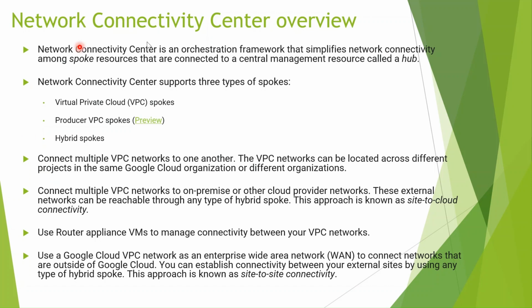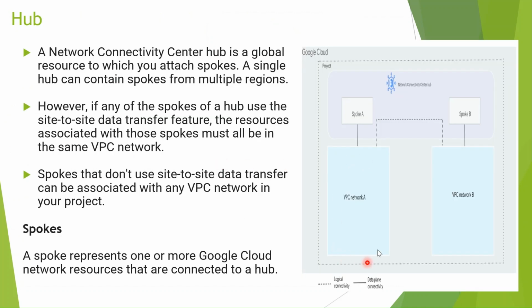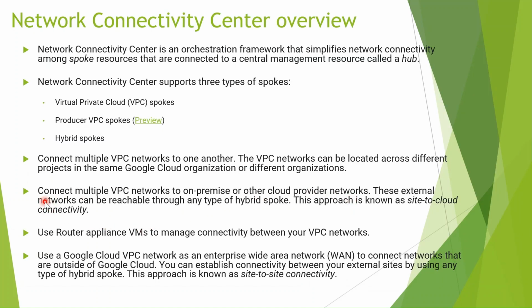So with the help of Network Connectivity Center, we can connect multiple VPC networks to one another, and those VPC networks can be located across different projects in the same Google Cloud organization or different organizations also. Suppose this can be a different organization, this can be a different one, and we can connect both of these. And after that, we can also connect multiple VPC networks to our on-premises or other cloud providers like Azure or AWS, and these external networks can be reachable through any kind of hybrid spoke.